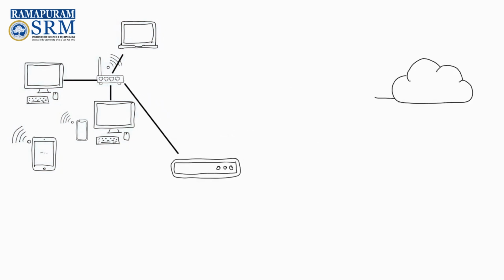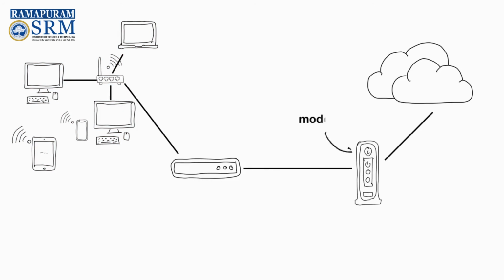To connect to the internet, we need a third device, a modem. A modem transforms the signals from our UTP cables or Wi-Fi waves to signals that can be sent through telephone lines or TV cables. That way, your signals can reach almost any place on Earth.